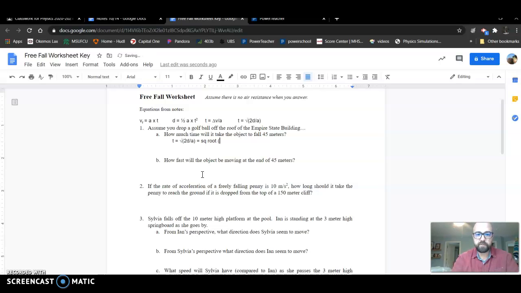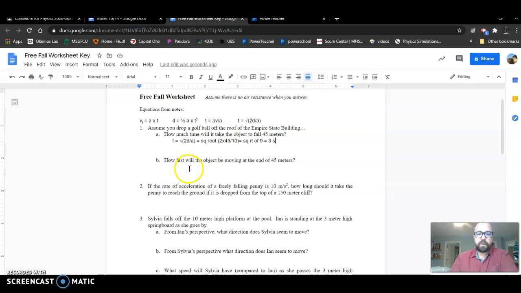But 2 times the distance, so 2 times 45, divided by acceleration, which is 10. So I find the square root of 2 times 45 is 90, divided by 10 is 9. So the square root of 9, which ideally you know in your head is 3. And the unit for that is seconds because it's asking for time.